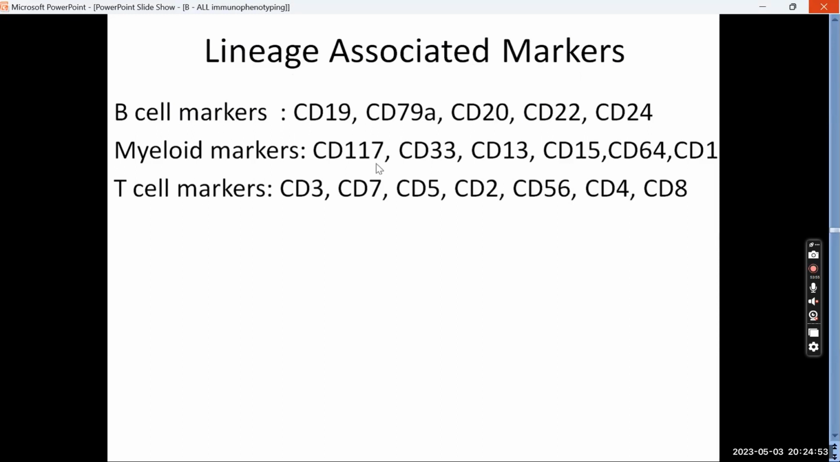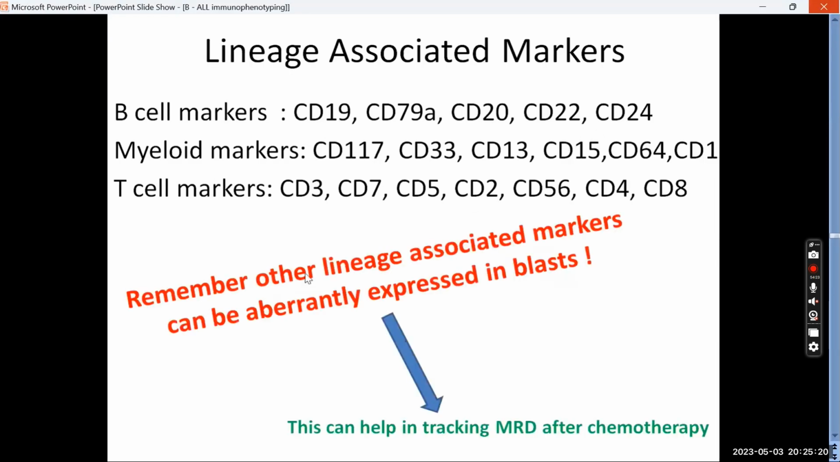Okay, myeloid markers: CD117, 33, 13, 15, 64, of course that's a monocytic marker, and CD11B. CD11B is not only a monocytic marker, it can be expressed in myeloid cells also. T cell markers: CD3, 7, 5, 2, 56, 4 and 8. So these are called lineage associated markers. Remember, except CD19 here and CD3, okay, these are lineage specific markers. The others are lineage associated markers.